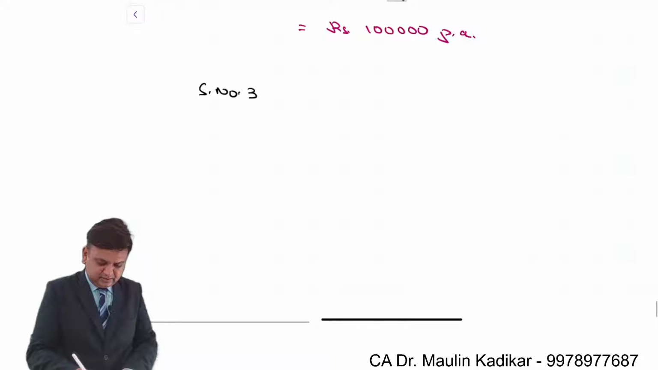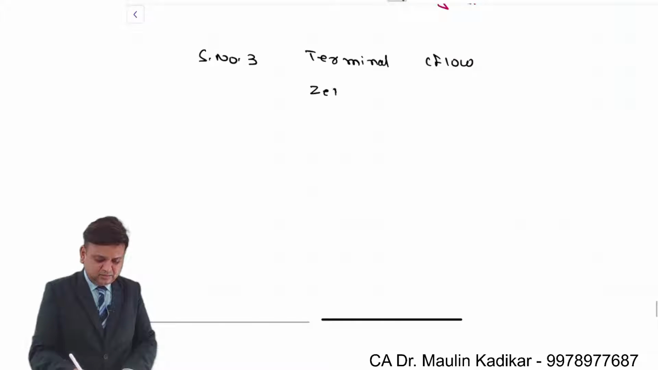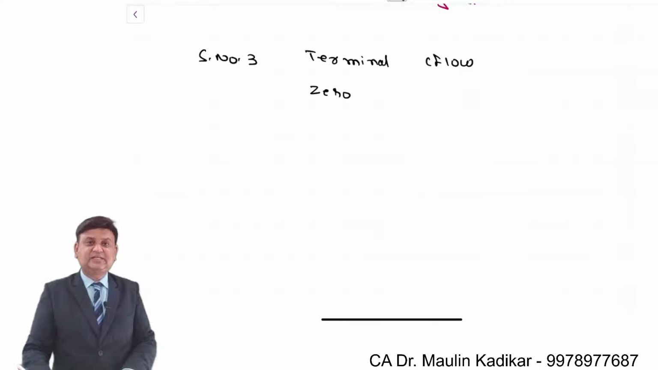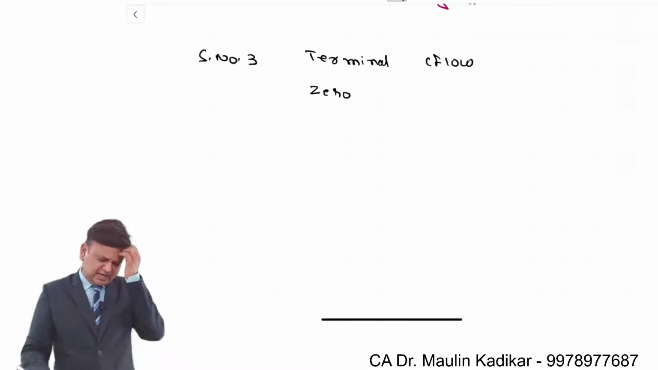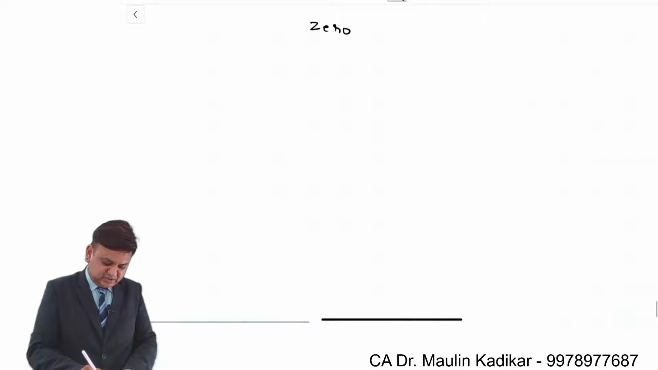Step number 3, terminal cash flow. That is 0. We understand that there is neither any working capital recovery nor sale value of the machinery. As the sale value of the machinery is 0, then of course we understand that there is no capital gain or capital loss on sale of machinery.